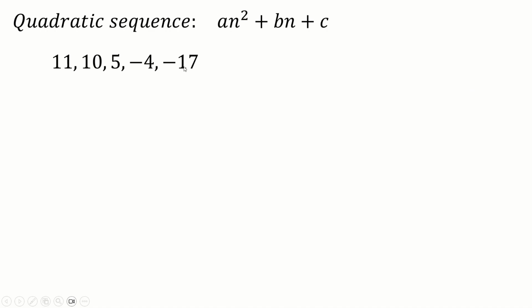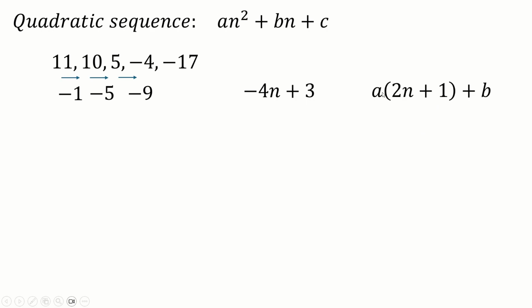So find the first differences. This is clearly minus 4n plus 3. Write it in this form. So I'm going to need a minus 2 here to make a minus 4n. So that'll be a minus 2. That makes a minus 2 there, which means I need to add 5 to get to a 3. So that means a is minus 2 and b is 5.